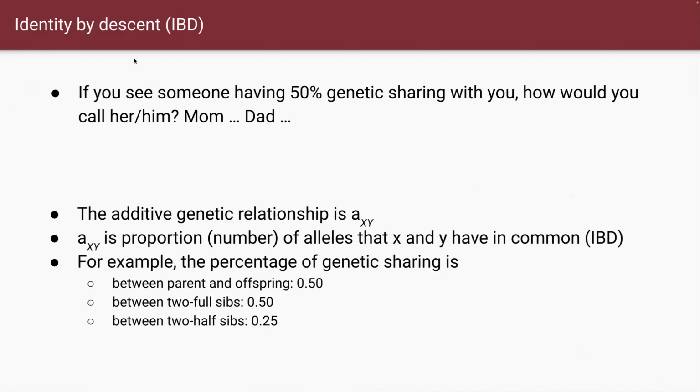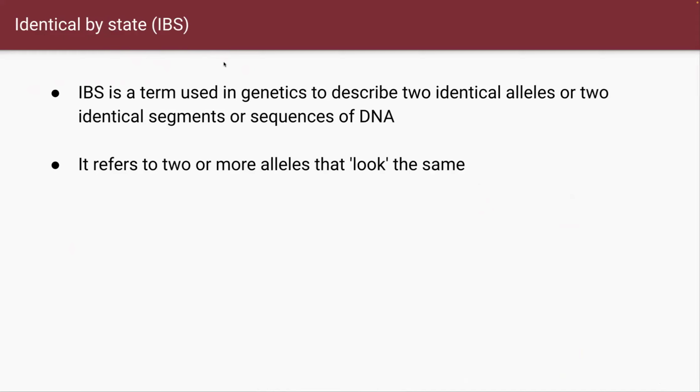So when we describe IBD, we are always talking about whether they have the same ancestor or not, a common ancestor or not. But if you want to describe only states, then we use a different word, which is identical by state. This is just merely asking whether alleles are of the same form or not. They look the same or not. So don't be confused between IBS and IBD.